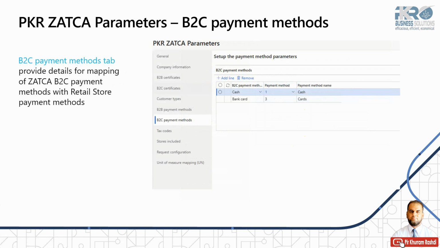Similarly, we have a B2C payment method mapping, in which the payment methods available in the retail module for each of the stores or retail channels are mapped to the ZATCA payment methods. So this is just like B2B, but B2C payment methods are available in the retail module instead of account receivable. This is the only difference.